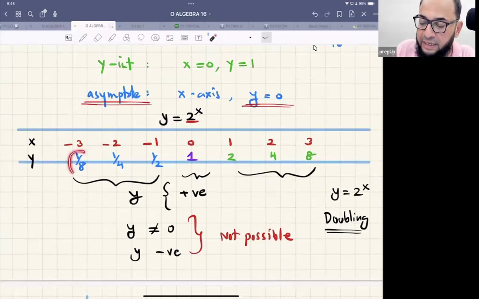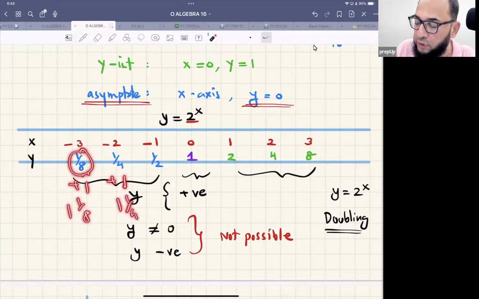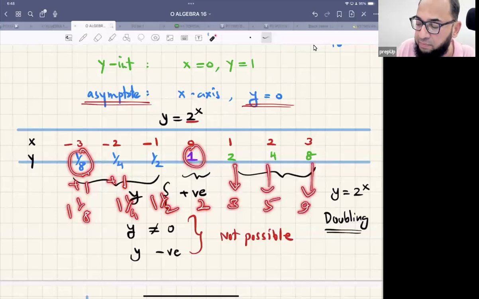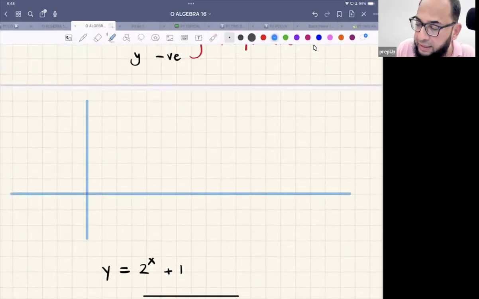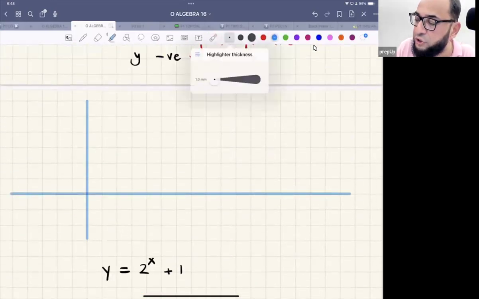What will happen? Each y value will be increased by 1. So this becomes 1, 1 over 8, this is 1, 1, 4, this is 1.5, this 1 will become 2, this 2 will become 3, 4 will become 5, 8 will become 9. So the y value will be increased by 1. That means the y-intercept will be changed.